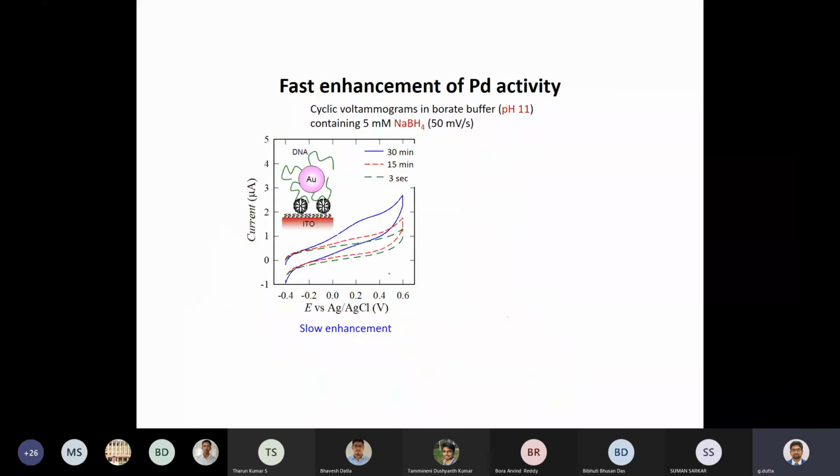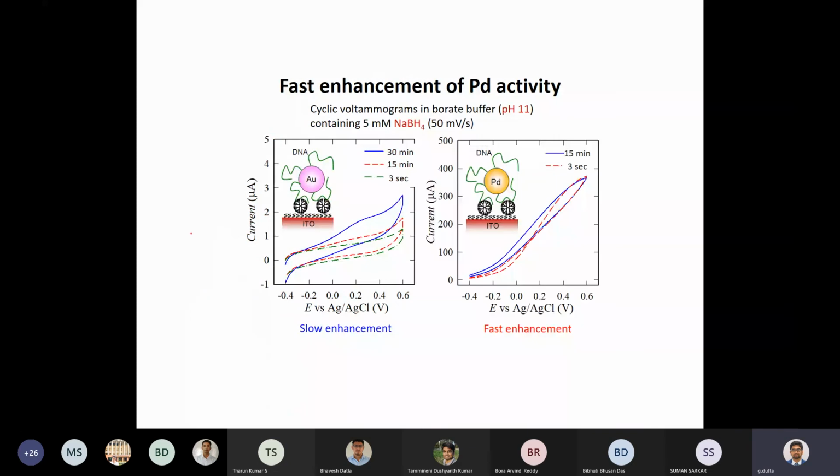When we use gold, in this case, we use 30 minutes, 15 minutes and 3 seconds incubation time, at high pH, around 11. Around 3 seconds and 15 minutes, there is not much change, right? You can see the two cyclic voltammograms here. But after 30 minutes, in the blue, you can see a significant change of the current density.